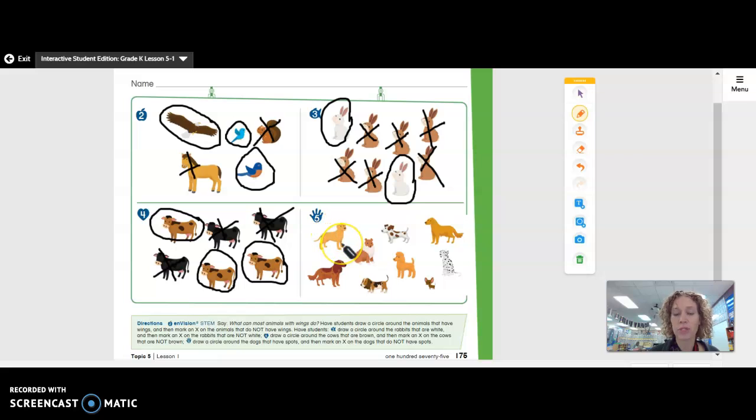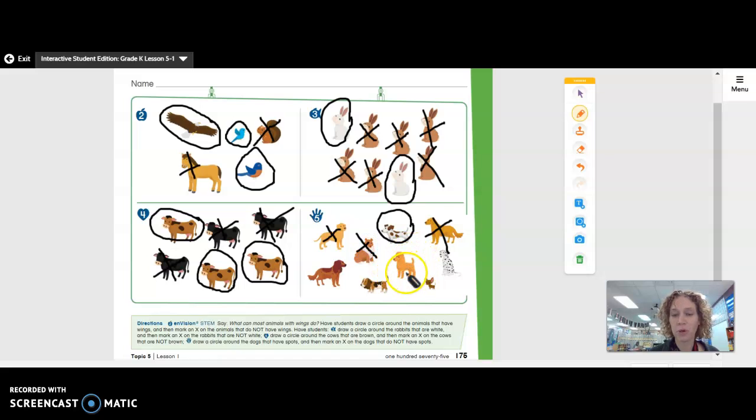All right? Does this dog have a spot? Nope. Put an X on it. How about this one? Does this dog have spots? Yes. So we're going to circle. Okay? How about this dog? Does he have spots? Nope. He's just one color. How about this one? Nope, he doesn't either. He's got more than one color, but they're not spots.